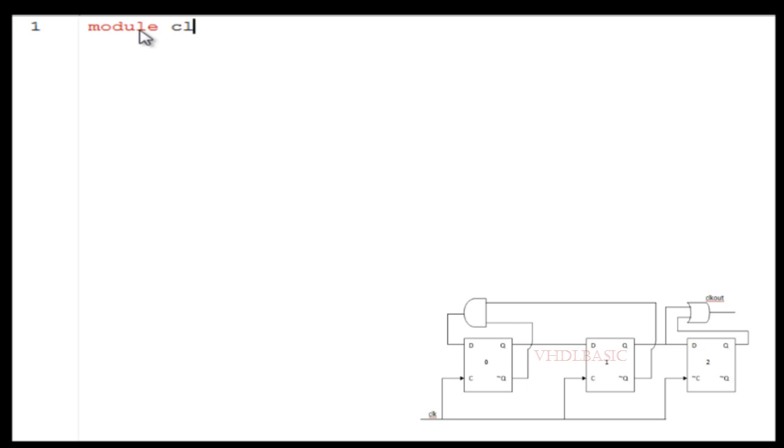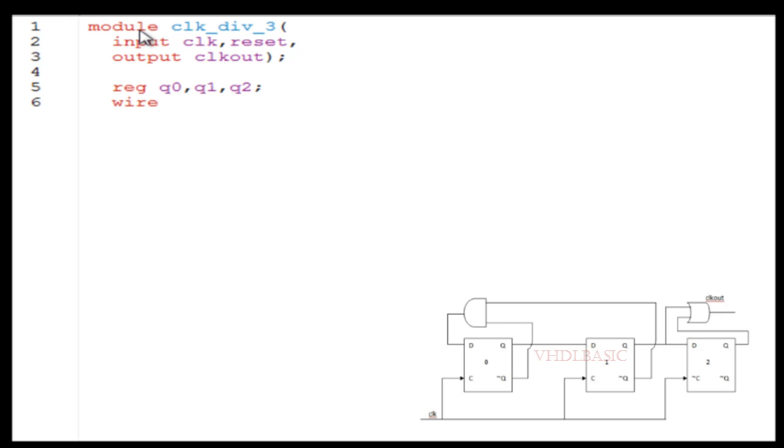Today we are going to see how to implement the clock divided by 3 with 50% duty cycle in Verilog HDL. So this is the circuit diagram of the clock divided by 3 module. There are three flip-flops used here, and one AND gate and one OR gate to implement the D0 and clock out respectively. The first two flip-flops are using the clock rising edge, and the last flip-flop is using the negative edge of the clock.